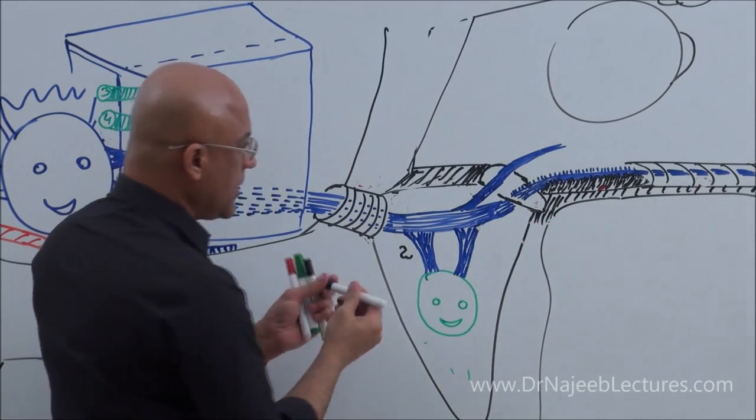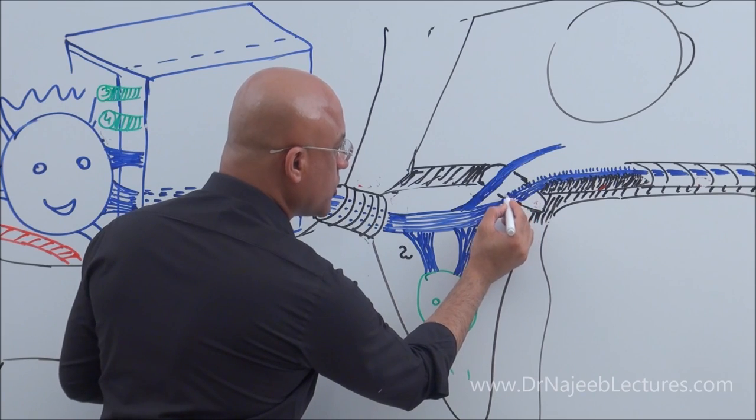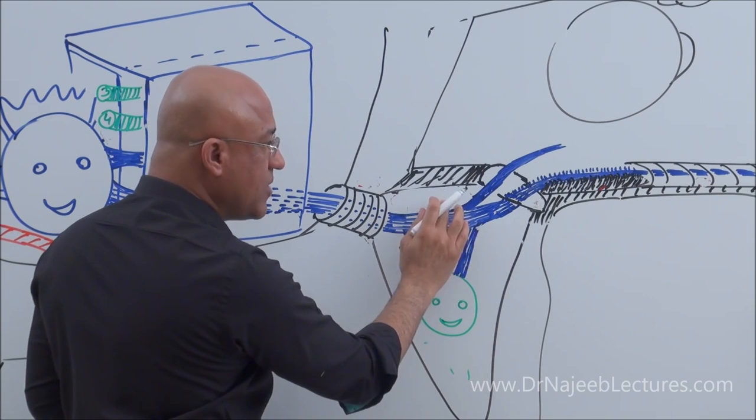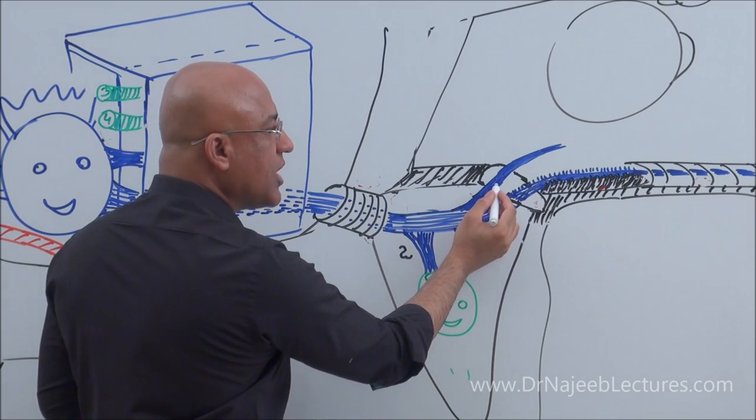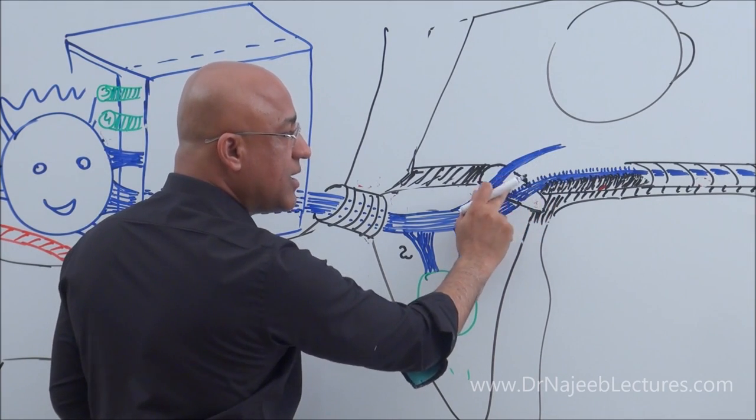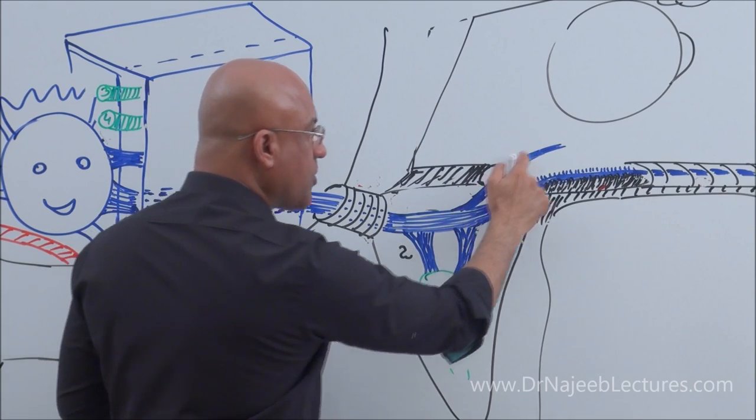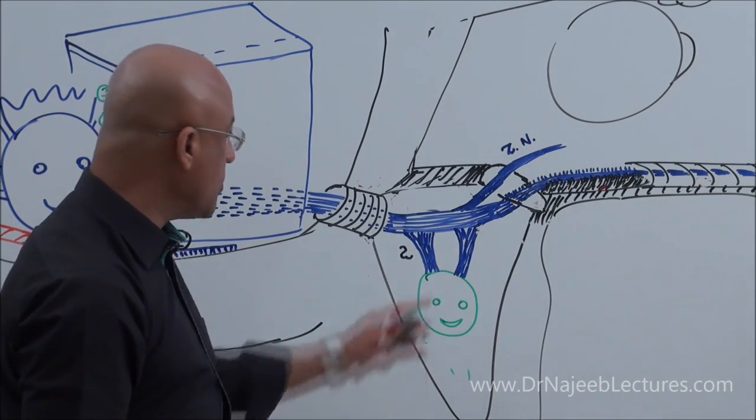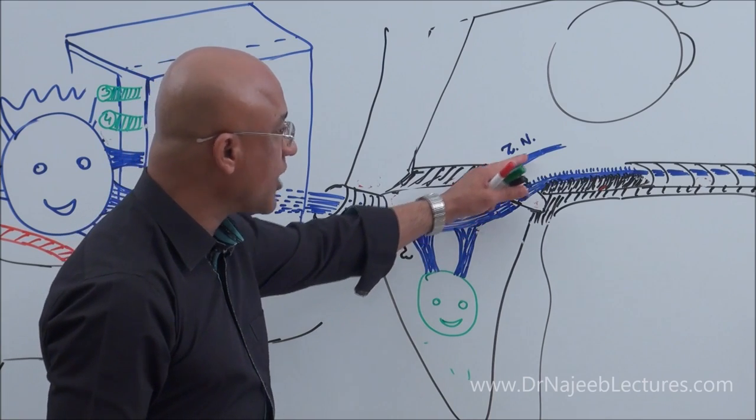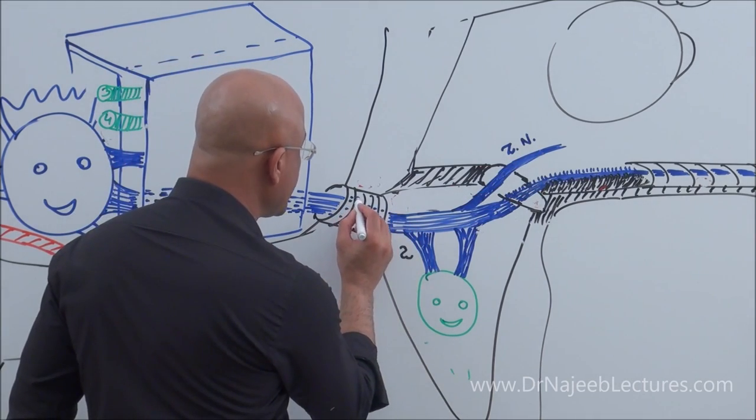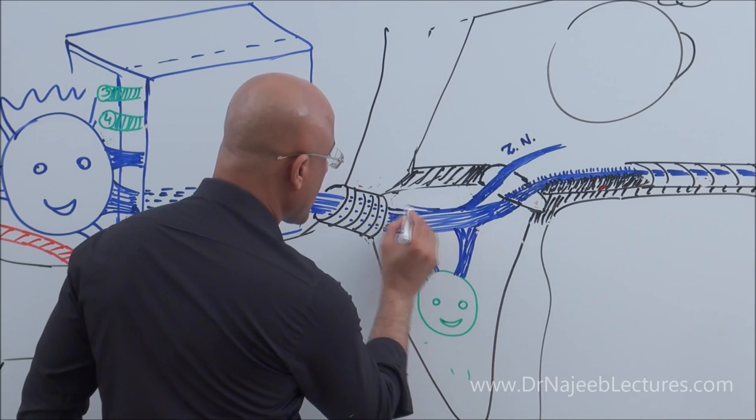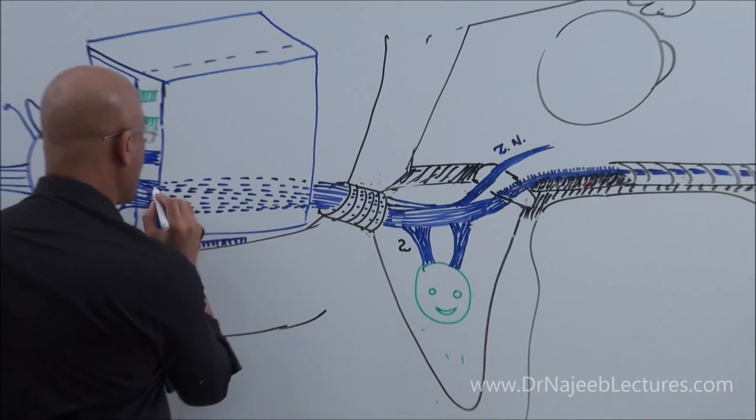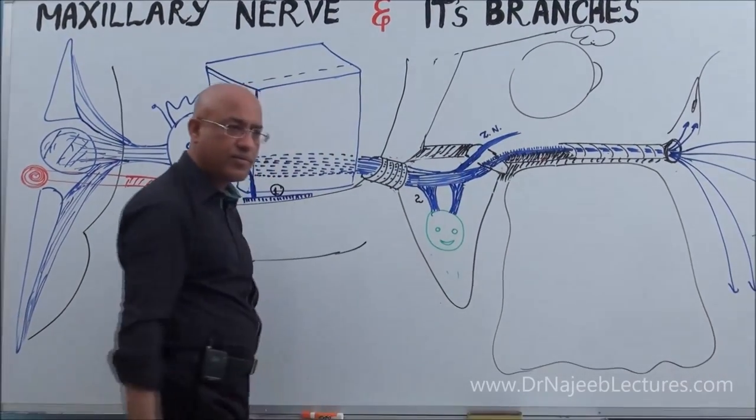Now, so this was the main continuation of the nerve, and it continued as the infraorbital nerve. But a very important branch is given within the pterygopalatine fossa, and this branch moves upward, enters into the orbit through the inferior orbital fissure, and this branch is called the zygomatic nerve. No, the maxillary nerve was this. This branch is called the zygomatic nerve. The maxillary nerve gives the zygomatic nerve. Is that right?